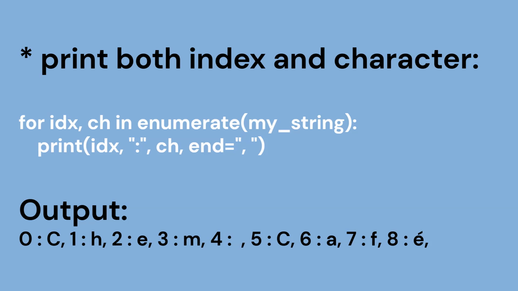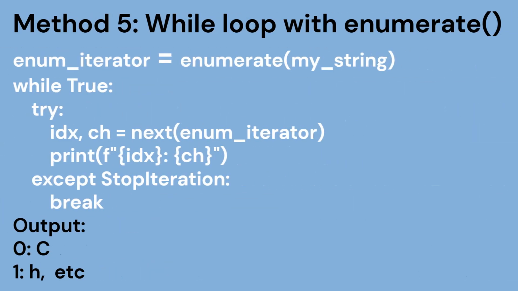Now print both index and character. For idx, ch in enumerate(my_string): print(idx, ch, end=', '). Output: 0 C, 1 H, etc. See, you get both the index and the character. It's like a periodic table, element plus its atomic number. Method 5, while loop with enumerate. Now, enumerate is designed for for loops, but what if you really want to use it in a while loop?